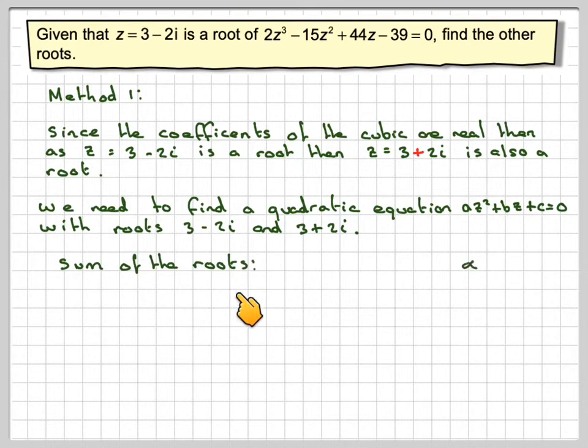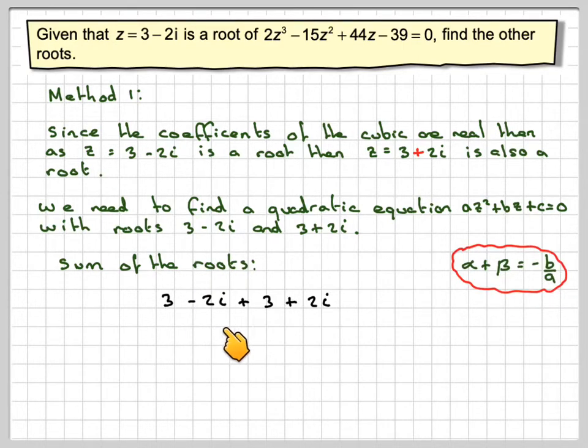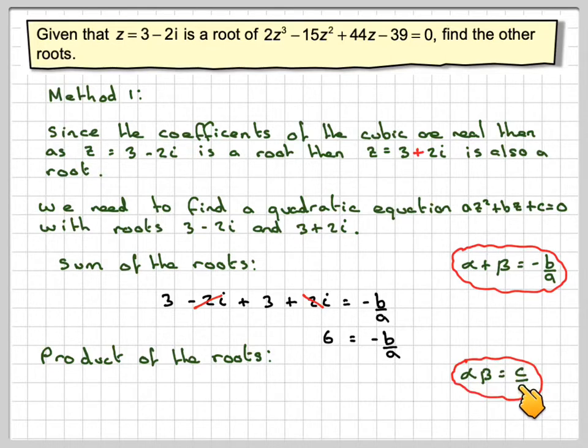The sum of the roots, alpha plus beta, is minus b over a. So if we add these two roots together, we've got 3 minus 2i plus 3 plus 2i, equal to minus b over a. The minus 2i and the 2i cancel out, and we get that 6 is equal to minus b over a.